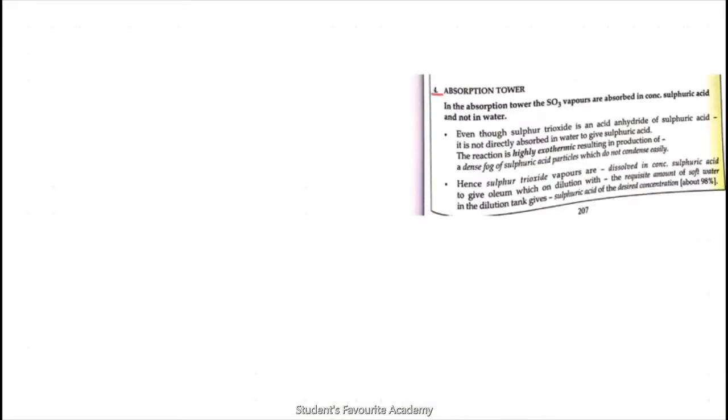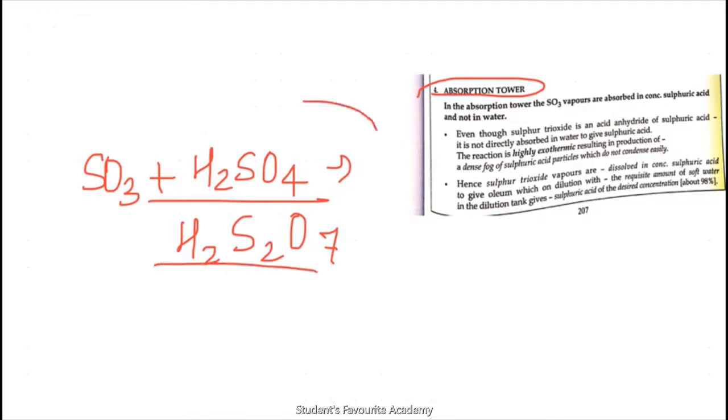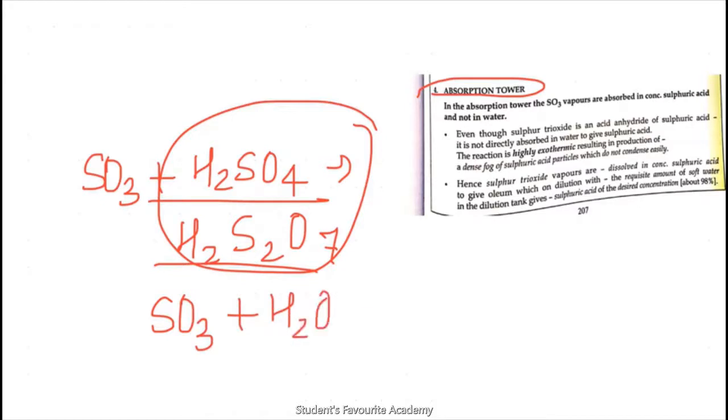And then what is there in the absorption tower, children? In the absorption tower, the SO3 vapors are absorbed. This we have studied already. The SO3 is absorbed by H2SO4, and this results in pyrosulfuric acid, which is also called oleum. Now even though sulfur trioxide is an acid anhydride, it is not directly absorbed in water to give sulfuric acid. You must have thought, children, why are we having this extra process? Because once I get SO3, I can easily react it with H2O to form H2SO4. But this is not happening.